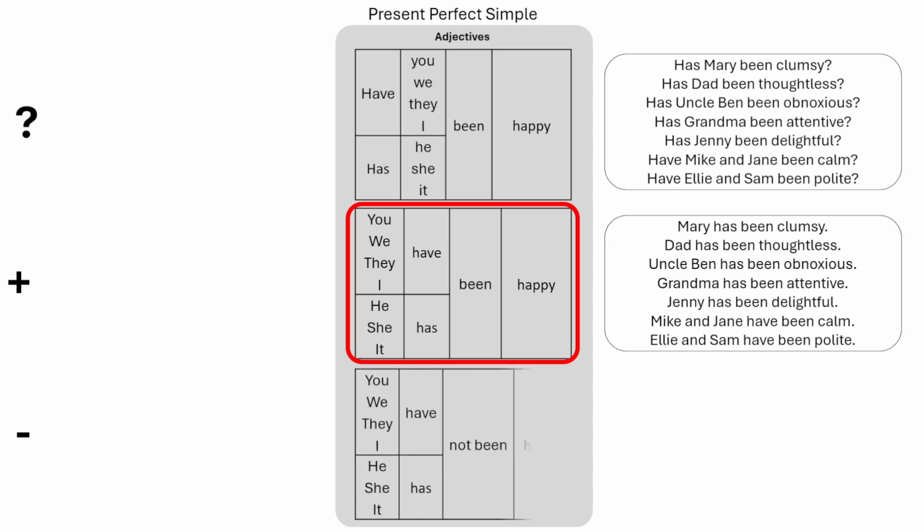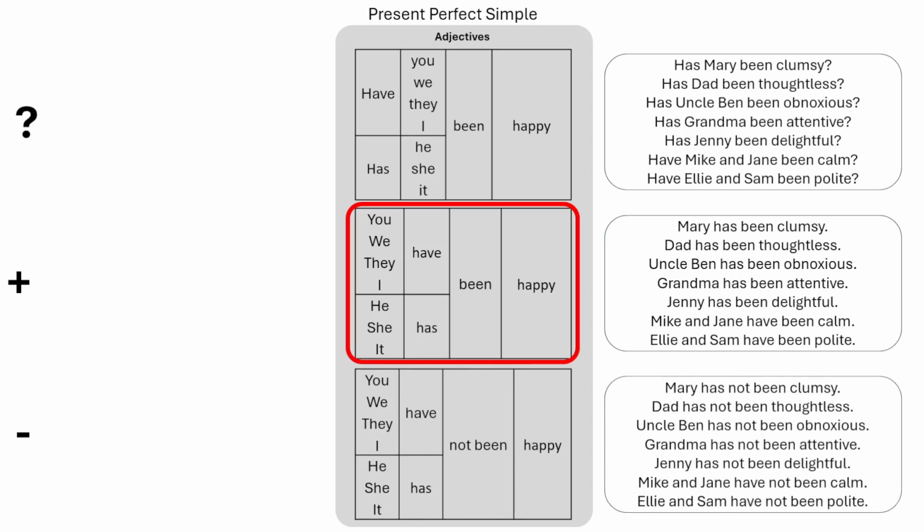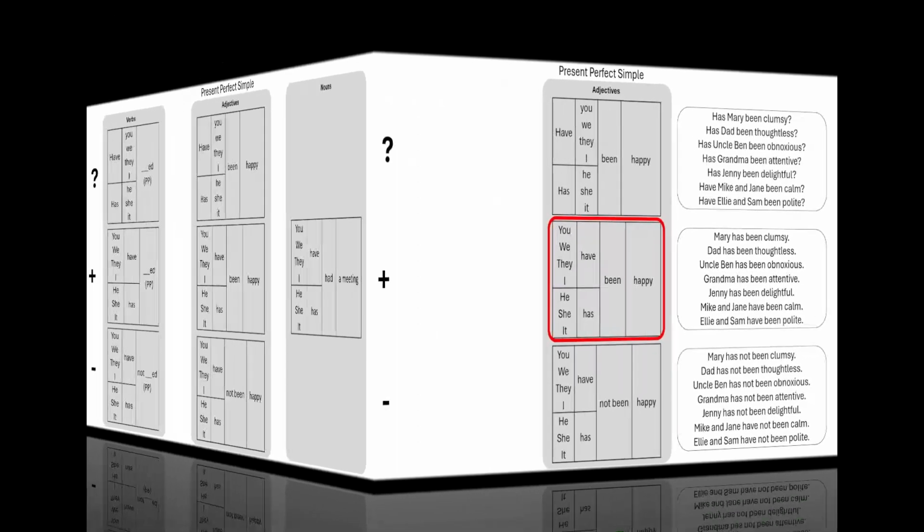And for the negative, we would say Mary has not been clumsy. Dad has not been thoughtless. Uncle Ben has not been obnoxious. Grandma has not been attentive. Jenny has not been delightful. Mike and Jane have not been calm. And Ellie and Sam have not been polite.